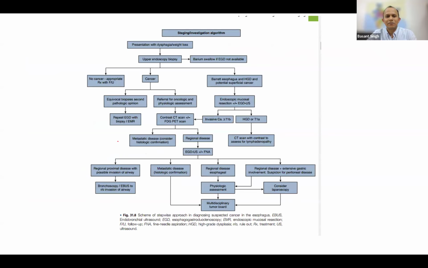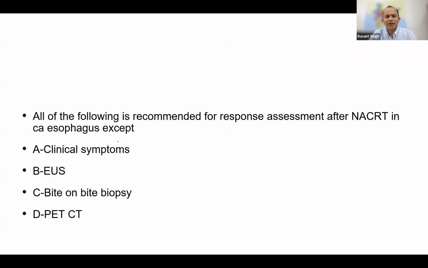This is about your management of CA esophagus. I'm not going into that. It's kind of clear. Response to NACRT. Okay. Non-dysplastic, if it is short segment, they say it should be 5 years, long segment 3 years. Sorry, opposite, sorry.